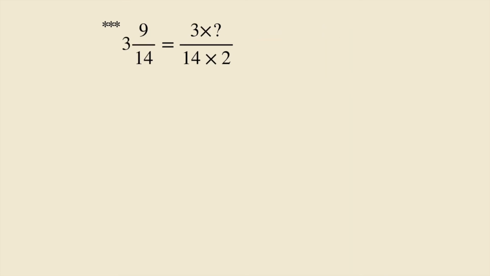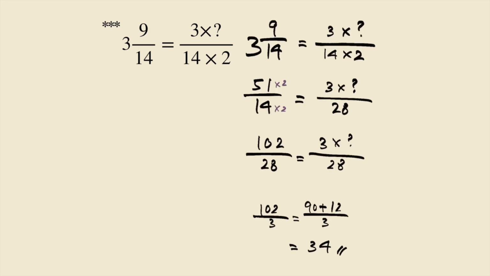Okay, what do we have here? This is basically 28, is it not? So we have to turn this somehow to denominator 28. And not just that, the 3 wholes is gone. There's no whole number here. So we will first turn this into an improper fraction, which is 51 over 14. Now we want the denominator to match 28. So times 2 top and bottom, that's 102 over 28. Well, 3 times what gives us 102? We will take 102 divided by 3, and that gives us 34.